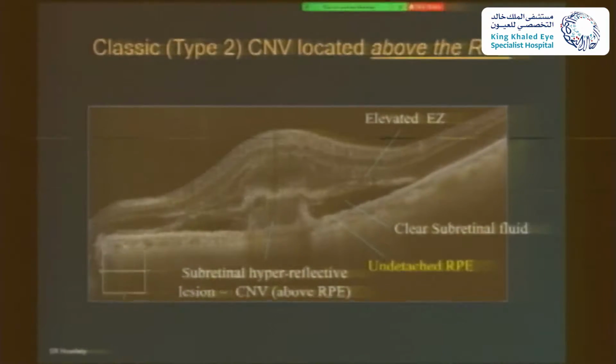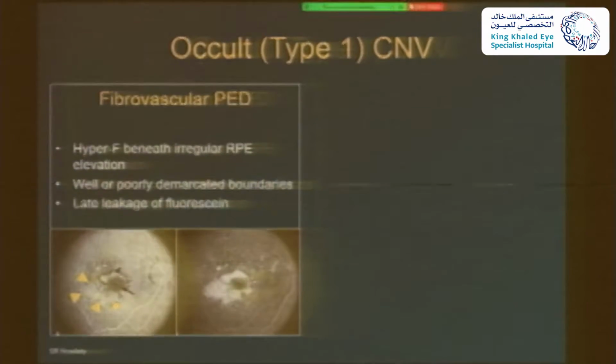If you have this, you don't really need to do a fluorescein angiogram. You know that you're dealing with a CNV. But if you want to be absolutely sure, then FA is needed. What's an occult CNV? There are two types of occult CNVs. Both of them grow under the RPE. And we call them occult because we cannot see their boundaries very clearly. So either a fibrovascular PED, which is very common.